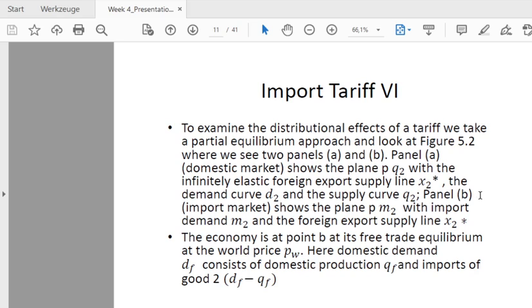In panel B, which shows us the import market, we see the plane PM2 with import demand M2 and the foreign export supply line X2 star, which you already have in panel A. Now the economy is at point lowercase b in panel A at its free trade equilibrium at the world price PW.